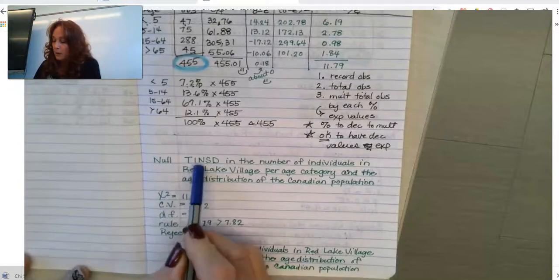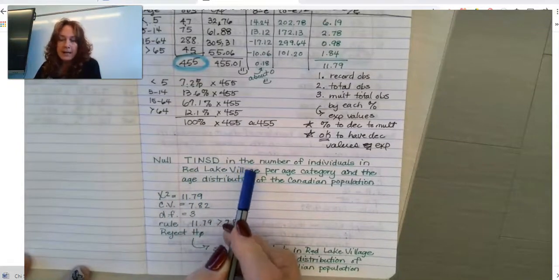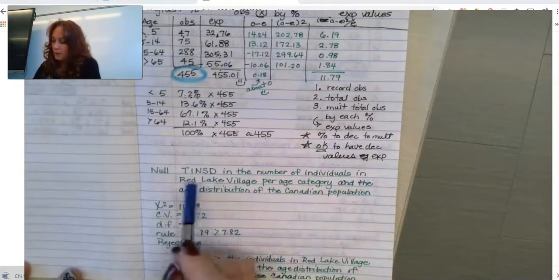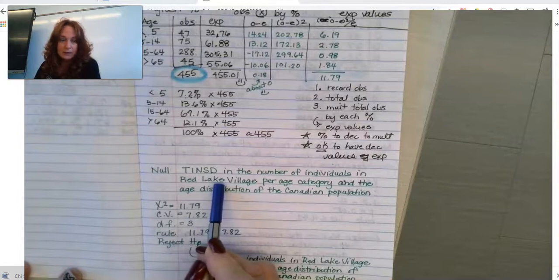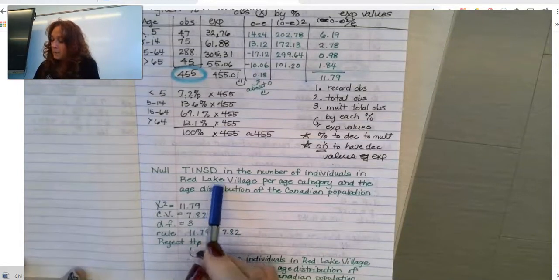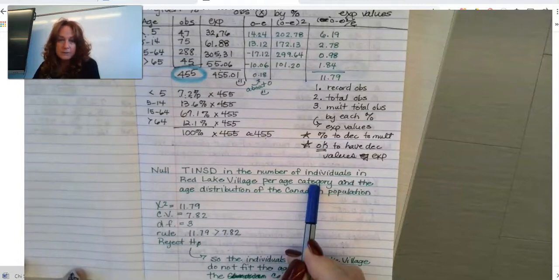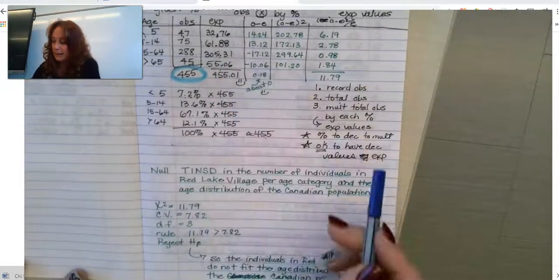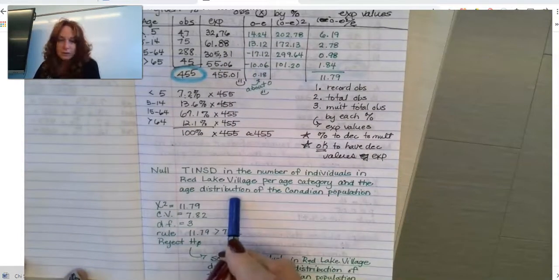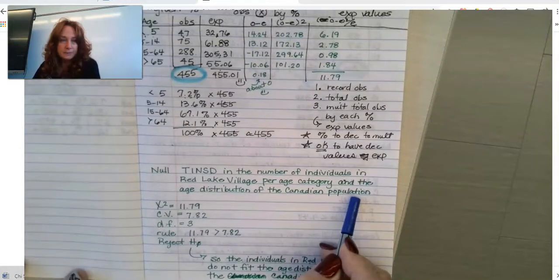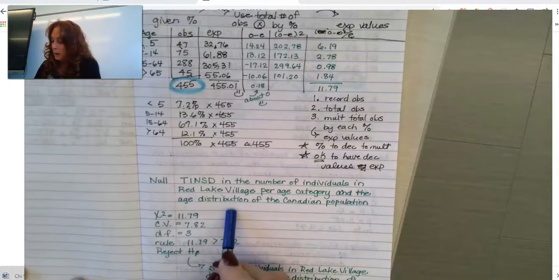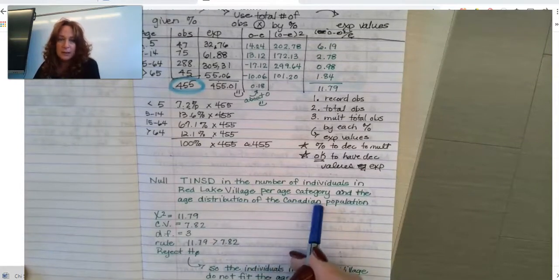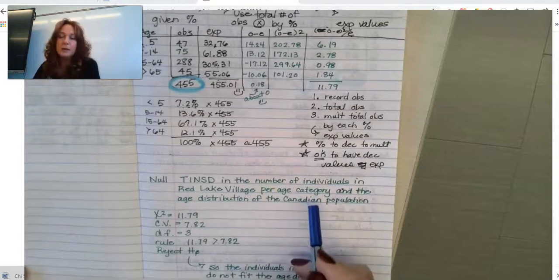So I wrote, there's no significant difference in what did I actually measure. Well, I counted people. And so the number of individuals in Red Lake. I didn't do this, but you know what I'm saying. And it was in different age categories. And then I'm comparing that to what was I expecting? Well, it's the age distribution of the Canadian population, as measured by the number of individuals in each age category.